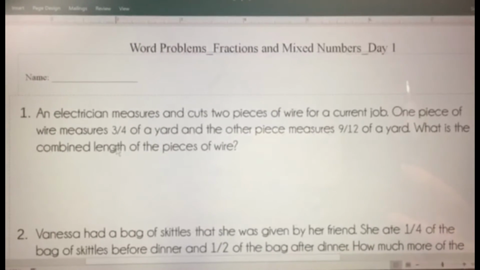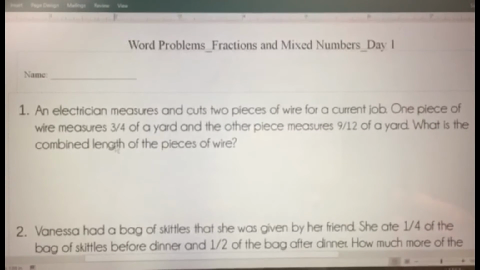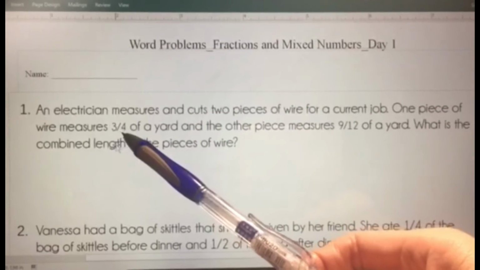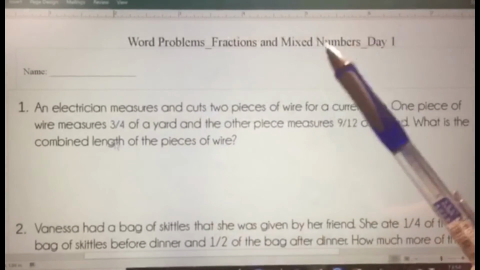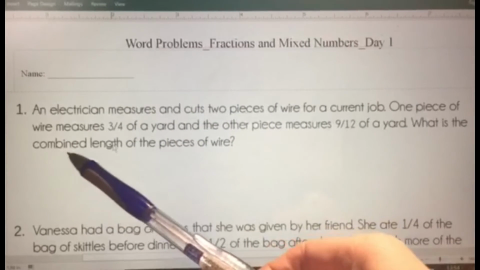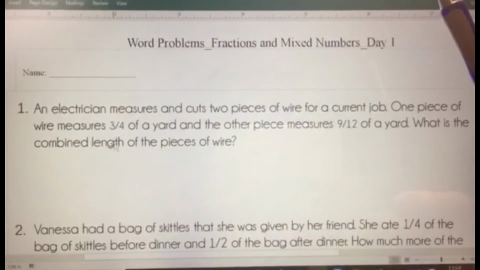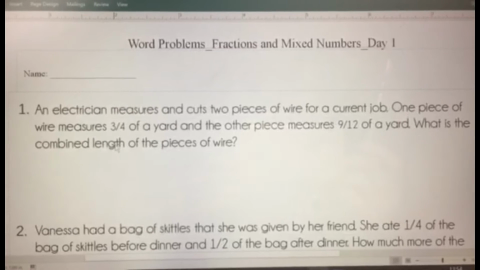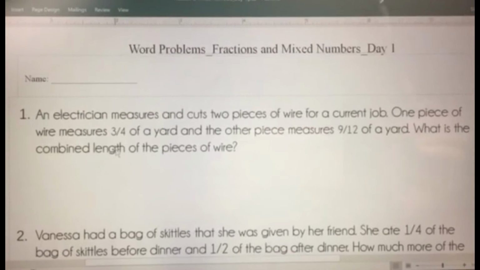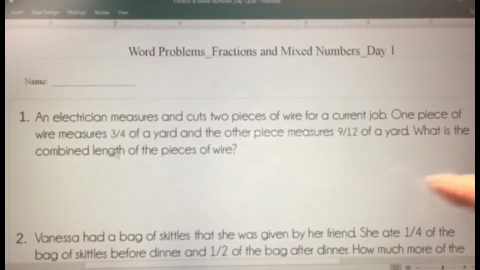An electrician measures and cuts 2 pieces of wire. One piece of the wire measures 3/4. The other piece measures 9/12. What is the combined length? Combined length is if you put 2 pieces together, what is the total length?